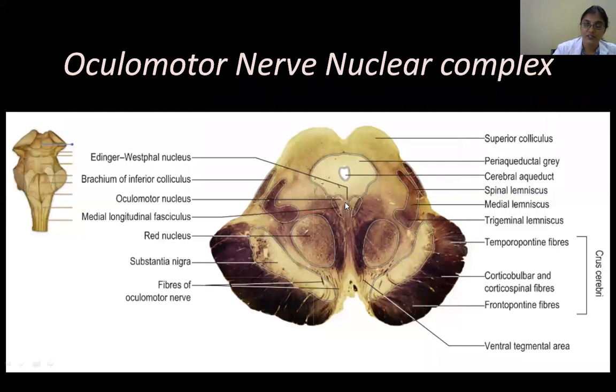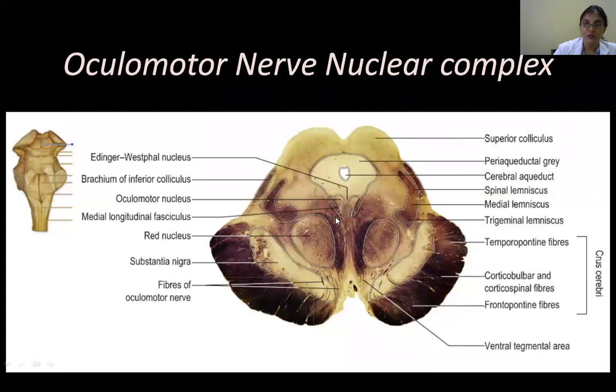I'll just revise it; let's put everything together now. The superior colliculus here is related to vision. The oculomotor nerve is moving your eyeball, so it should get information from the visual cortex. It also gets information from the superior colliculus, so there should be some communication between these two.